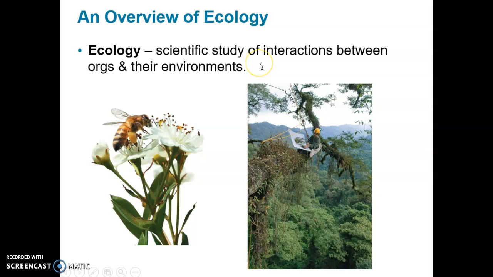So this is the scientific study of the interactions between organisms and their environments. So any living organism lives someplace, and that someplace is in an environment. It's often referred to as the organism's habitat, meaning where it lives in nature, often what it does. So the scientific study of the interactions of organisms and their environments.